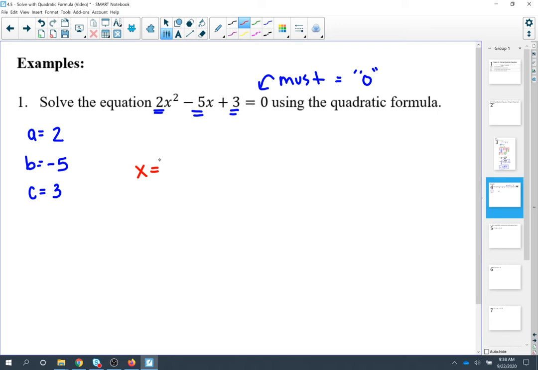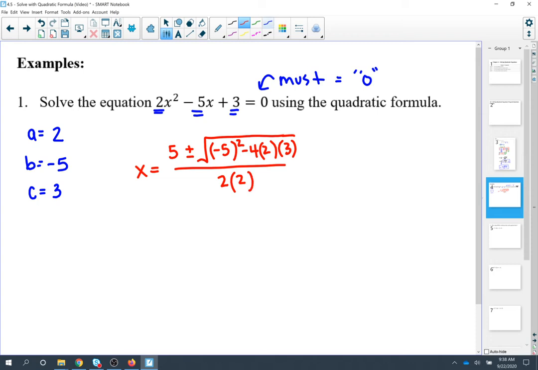The quadratic formula says the opposite of b. So if b is -5, it's going to be a +5 when I substitute it into my quadratic formula. So the opposite of b plus or minus the square root of b in parentheses squared minus 4 times a times c, and that's all under the square root, over 2 times a.